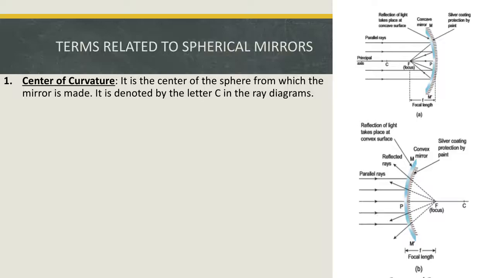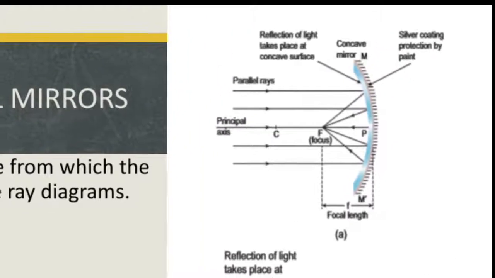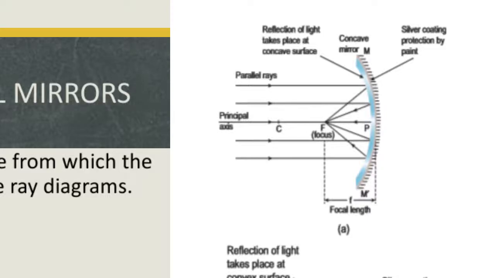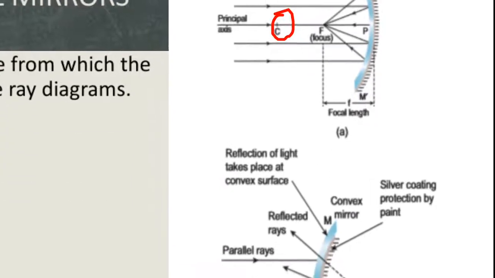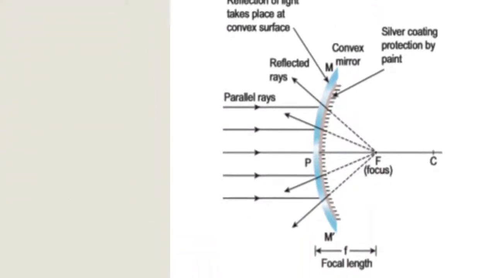Here the center of curvature is nothing but the center of the sphere from which the mirror is made. I said it is taken out from a sphere, and that sphere will obviously have a center, and that center will be called the center of curvature. Usually it is denoted by capital letter C in the ray diagrams. Here you can see the C is written here. This is the center of curvature for the concave mirror.